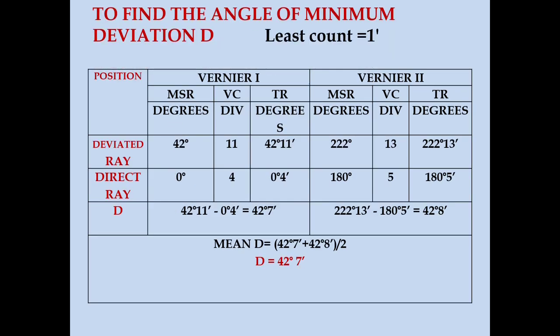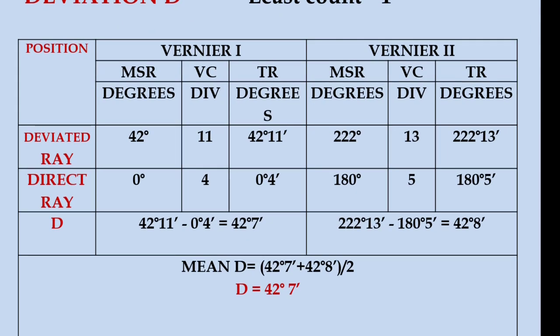Next is the angle of minimum deviation. See here, you have two readings, one for the deviated ray, the other for the direct ray. We know the direct ray reading will be 0 degree and 180 degree. The 0 degree vernier coincidence is 4, so it is 0 degree, 4 minutes. The 180 degree vernier coincidence is 5, so 180 degree, 5 minutes. For the deviated ray, the main scale reading is 42 degree. The vernier coincidence is 11. The total reading is 42 degree, 11 minutes.